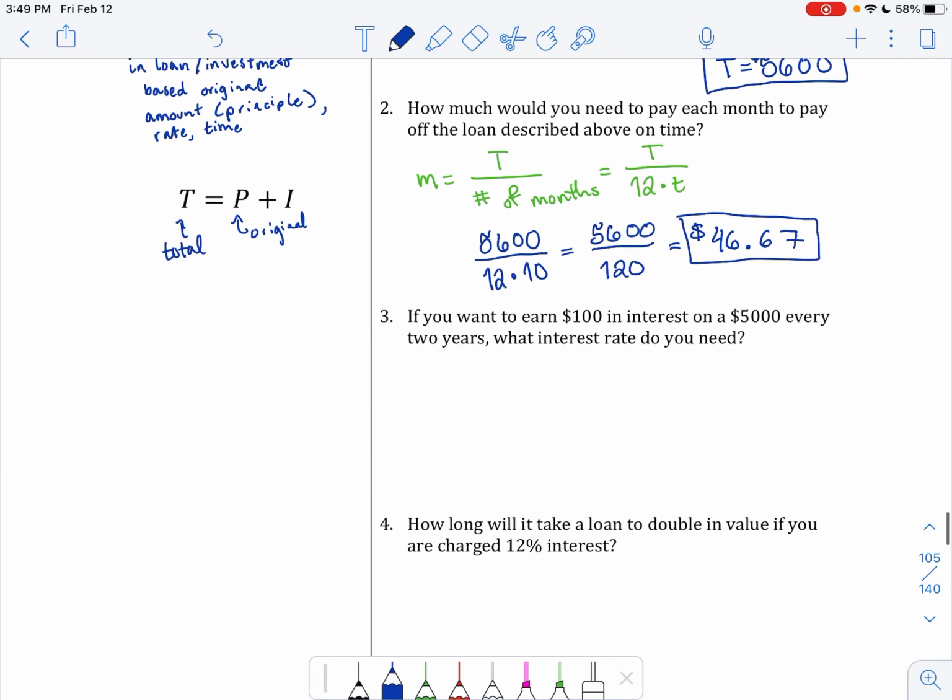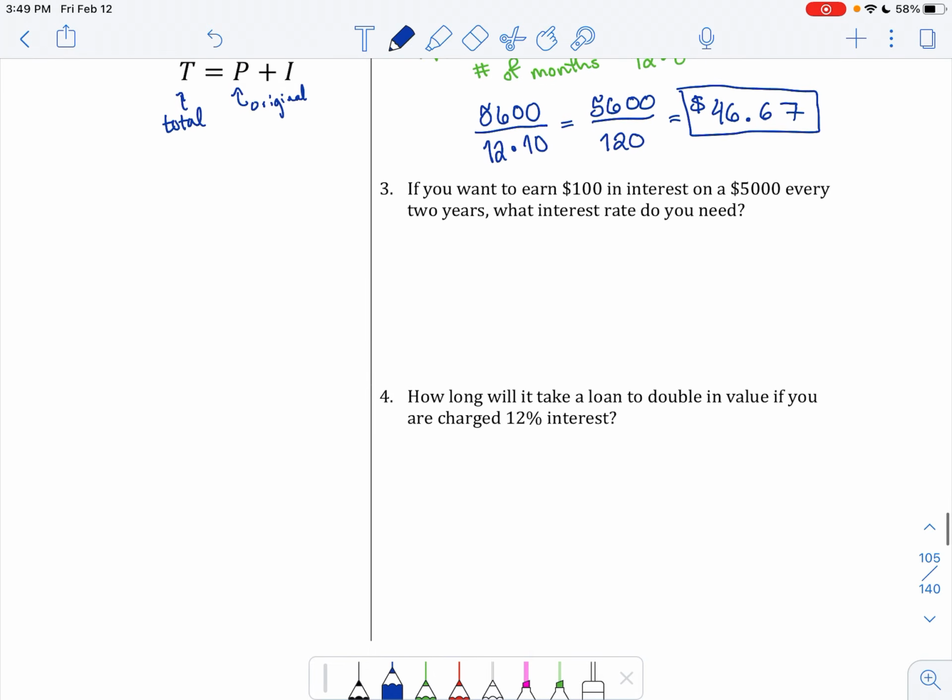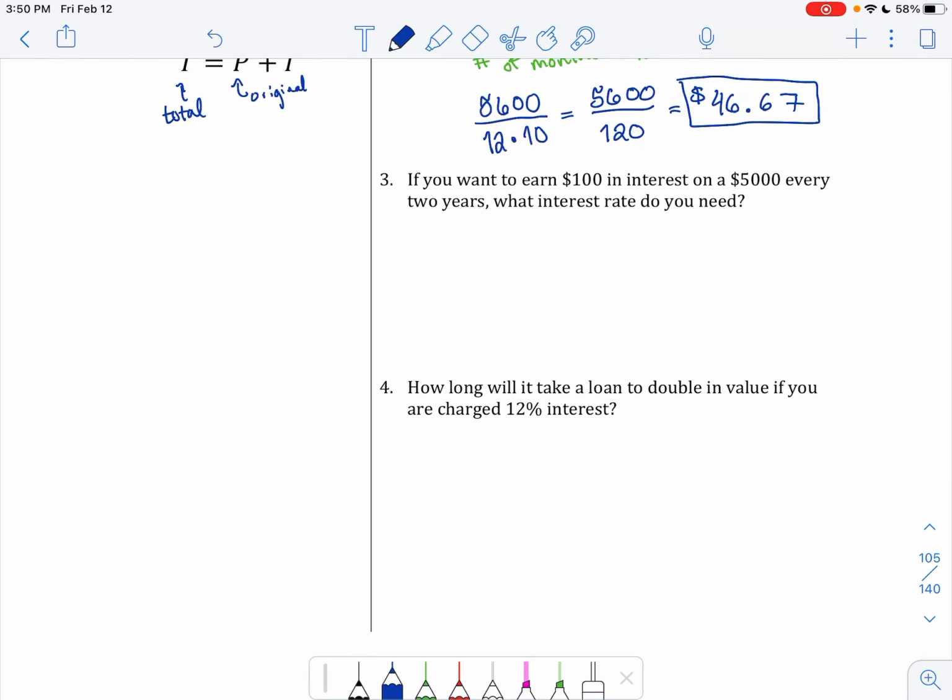Now, number 3: if you want to earn $100 in interest on a $5,000 principal, little typo there, every 2 years. This is the idea of a retirement account where you don't want to necessarily lose the principal. But if you want to earn $100 in interest on a $5,000 principal every 2 years, what interest rate do we need? So that means that we want R.